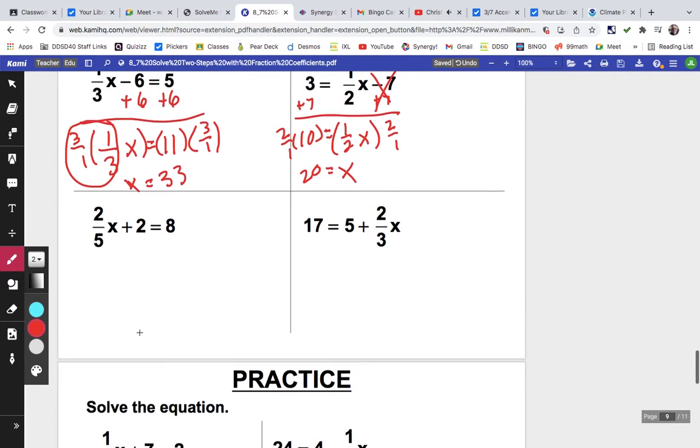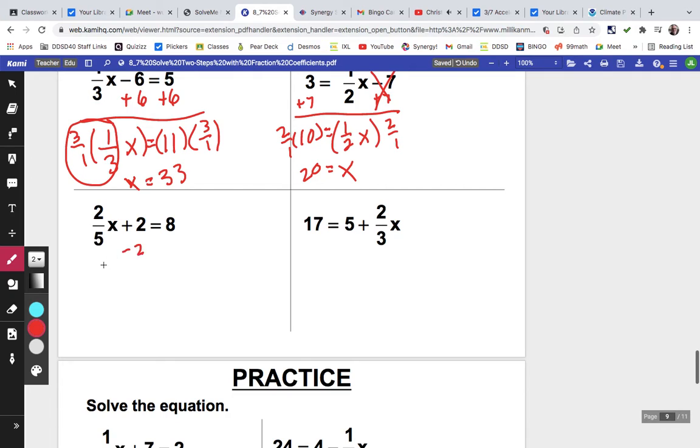So let's try this next one. We're going to subtract 2 from both sides, and we get 2/5 x equals 6, and then multiply by the multiplicative inverse, which is 5/2. So we multiply this times 5/2, and this is equal to 1. From back when we were simplifying fractions, 2 goes into 2 once, 2 goes into 6 3 times. So 3 times 5 is 15.